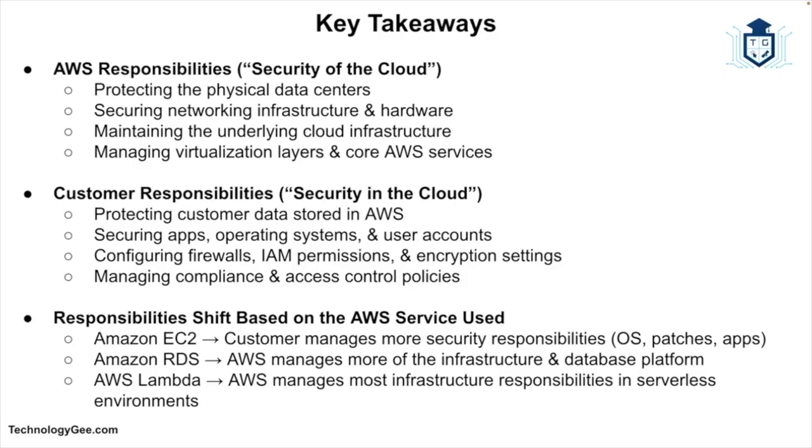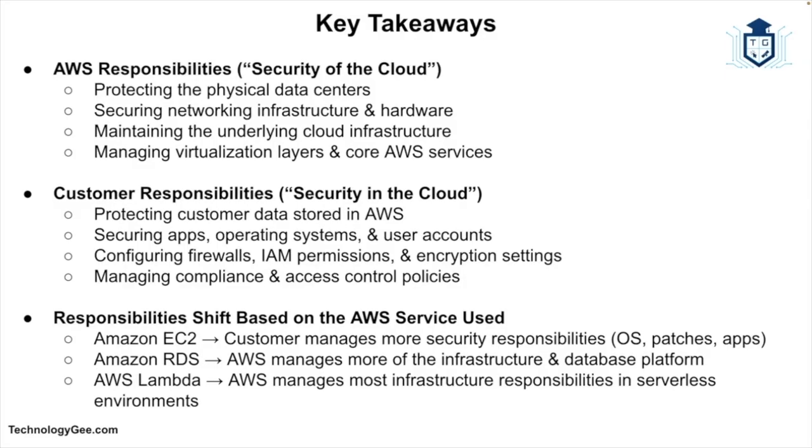So how do you explain all of this in a job interview? If someone asks you, what is the AWS shared responsibility model? Well, you can respond by saying the following. It's a model that defines how security responsibilities are divided between AWS and the customer. AWS is responsible for securing the cloud infrastructure, while the customer is responsible for securing what they run in the cloud, such as their data, applications, and configurations. The exact responsibilities shift depending upon the service that is being used, like EC2, RDS, or Lambda.